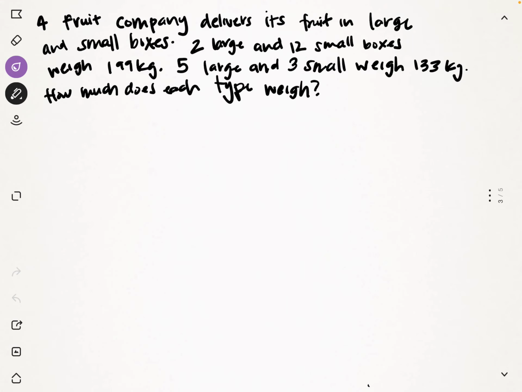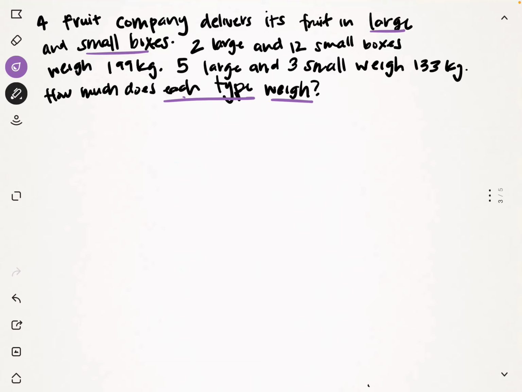It says a fruit company delivers its fruit in large and small boxes. 2 large and 12 small boxes weigh 199 kilograms, and 5 large and 3 small boxes weigh 133 kilograms. And it's asking how much does each type weigh. Each type of what? Well, that's in the first sentence, right? We have 2 types of boxes. We have large boxes and we have small boxes.